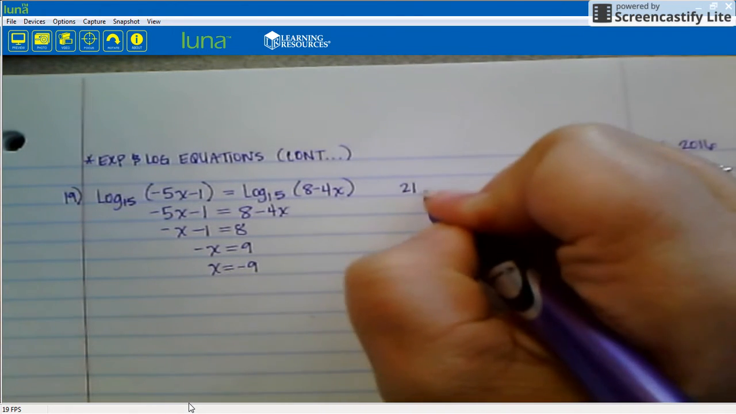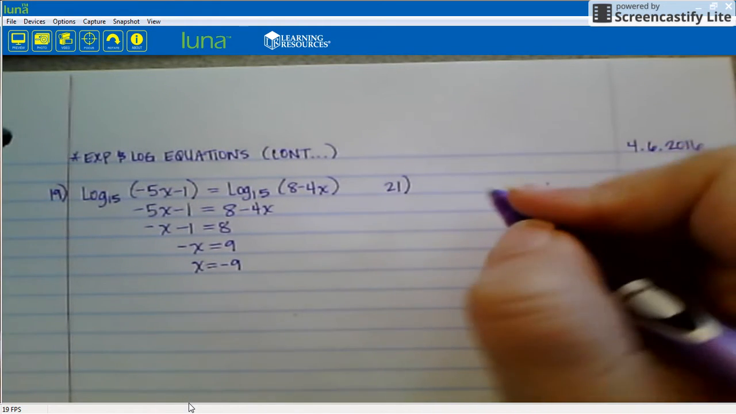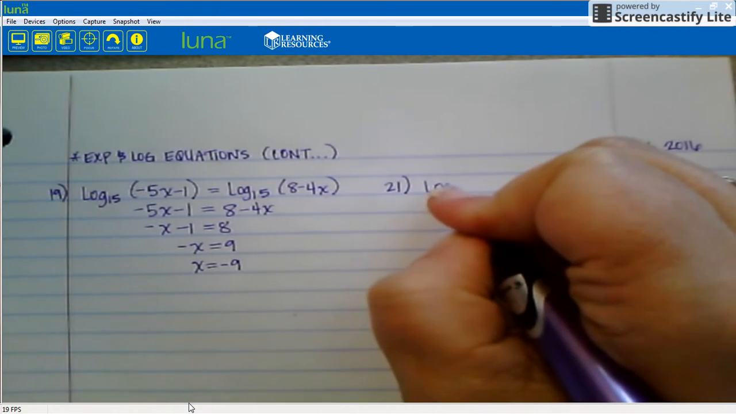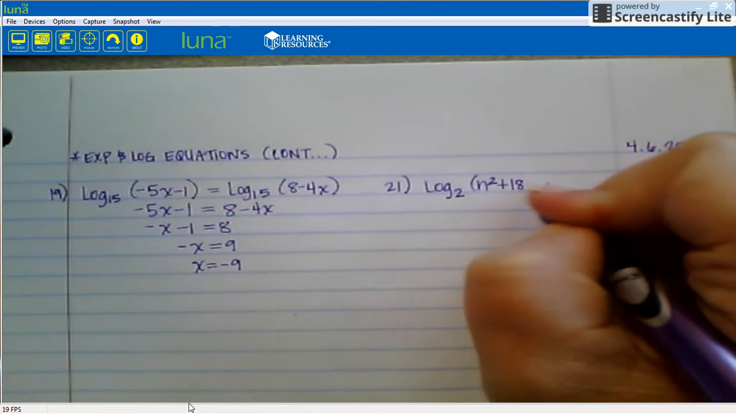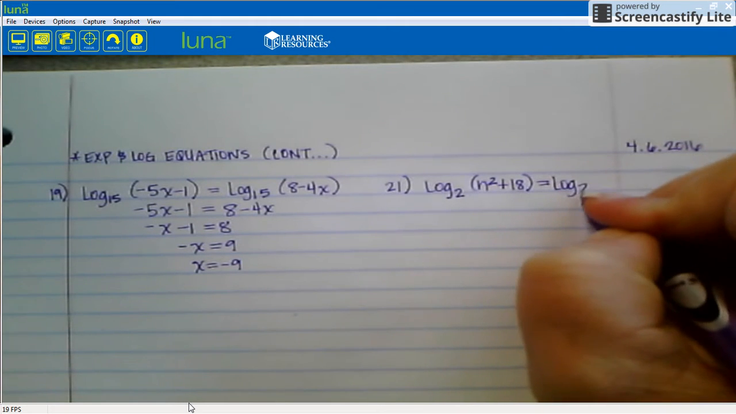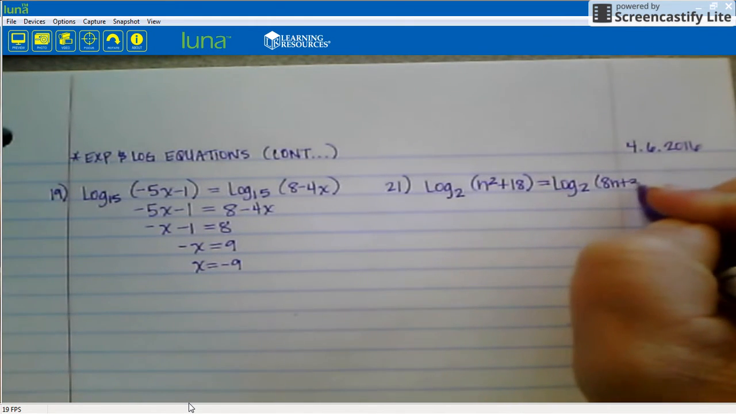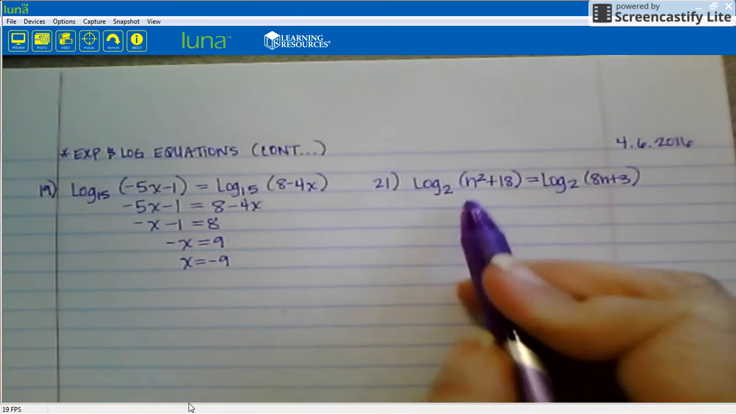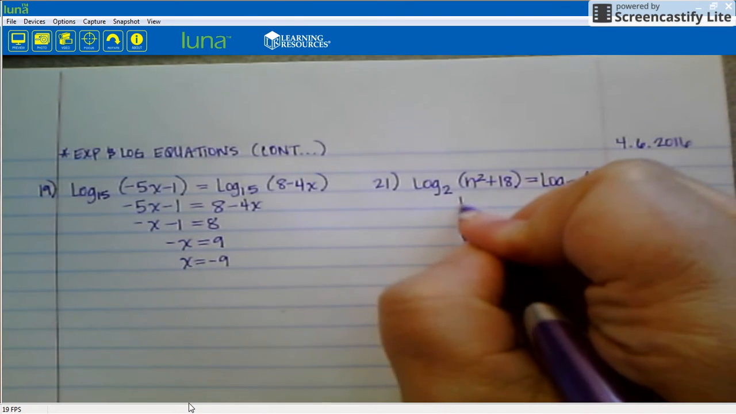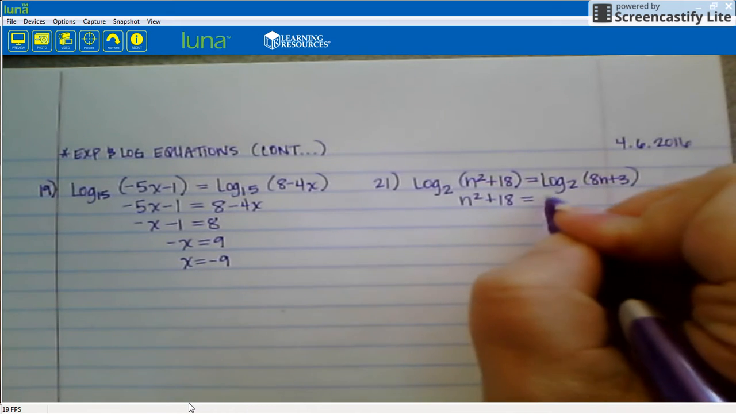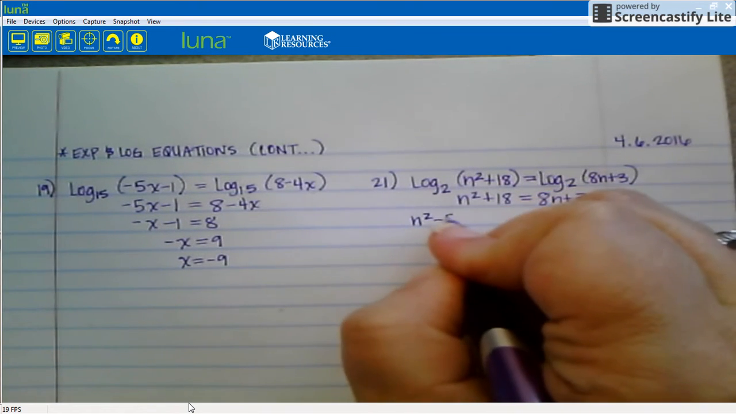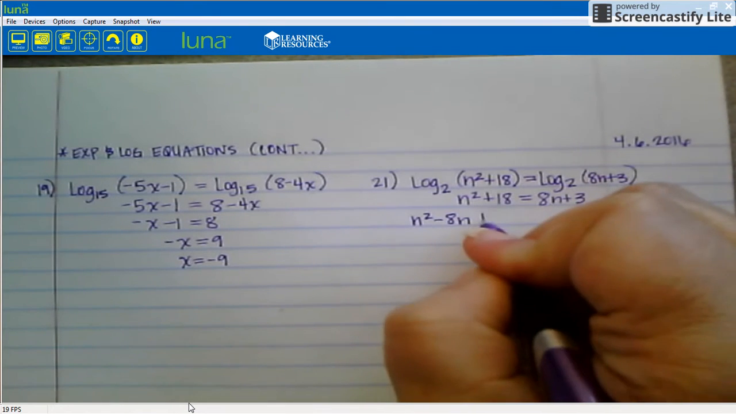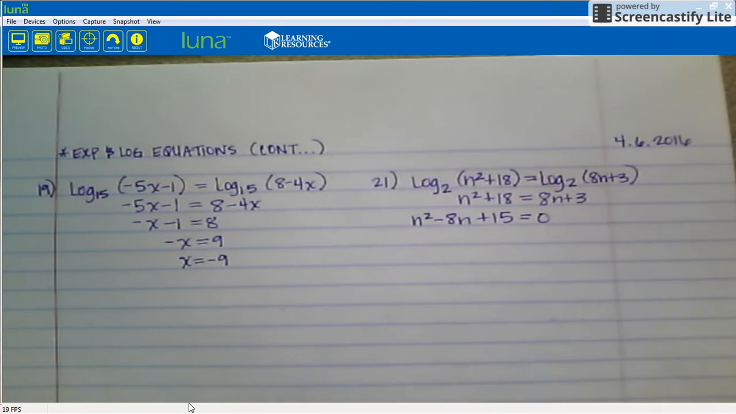And for 21, you will do a similar process. The only difference is we end up with a quadratic. So we have log base 2 of n squared plus 18 is equal to log base 2 of 8n plus 3. So from here, I know that my two expressions are equivalent, so I have n squared plus 18 is equal to 8n plus 3. And with any quadratic, my starting point is I have to get it equal to 0. So I'm going to subtract my 8n over, and I'm going to subtract my 3, and I'm going to set it equal to 0 to solve.